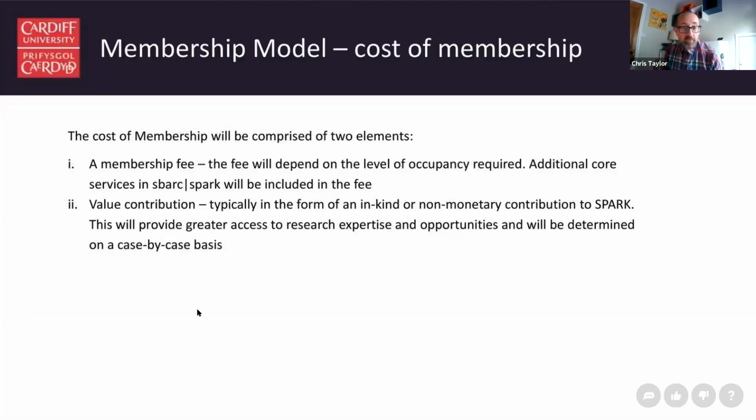So membership: we've been developing a methodology, a membership model for how we might systematically engage with external organizations. We've come up with what we think is the best solution for that, although, again, this is still work in progress. And this is why the purpose of the session is to get some feedback on this. We've come up with a membership model which has two key elements. The first part is a membership fee, and that fee is dependent on the level of occupancy an organization or individual will have in the building.